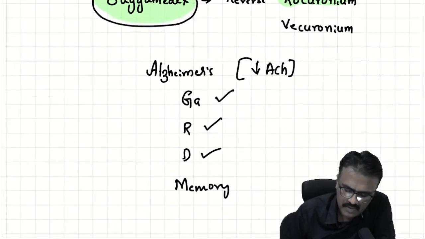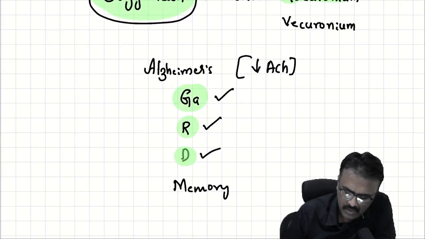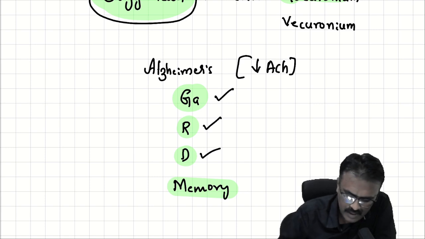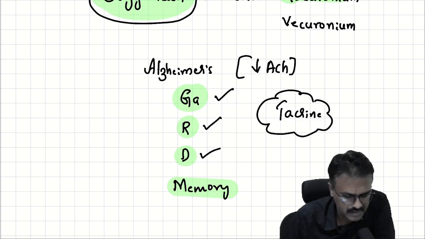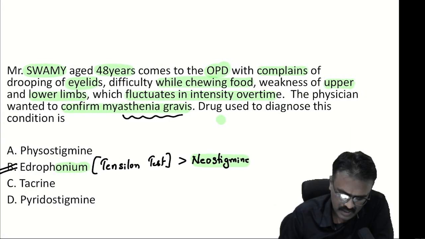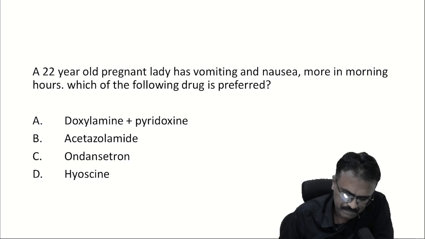So Alzheimer's disease, I was telling you, galantamine, rivastigmine, donepezil, and memantine. Earlier there was a drug called tacrine. Tacrine is not used nowadays due to hepatotoxicity. Yes. So this is about this MCQ. Let us move to the next one.